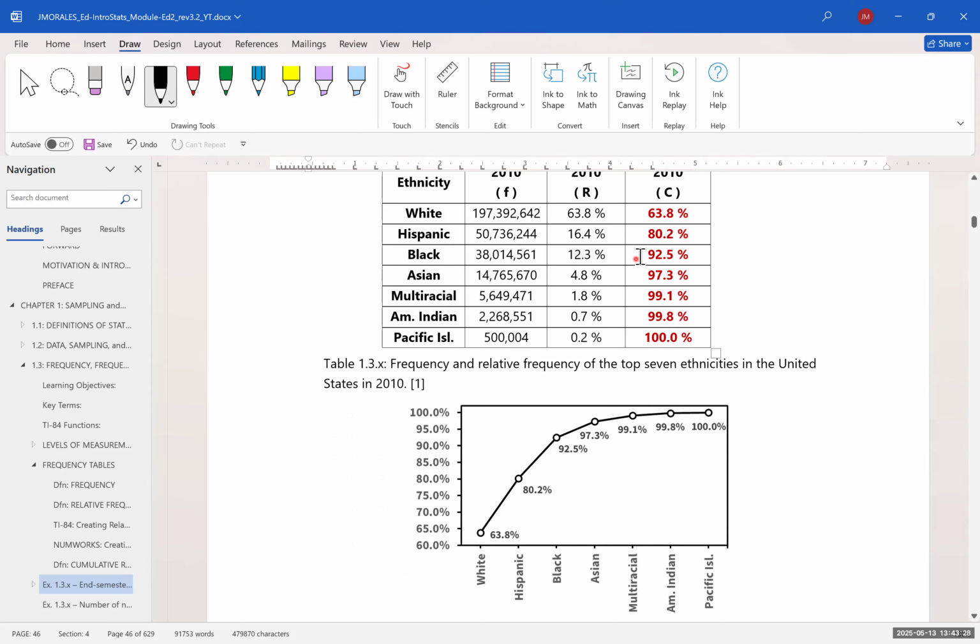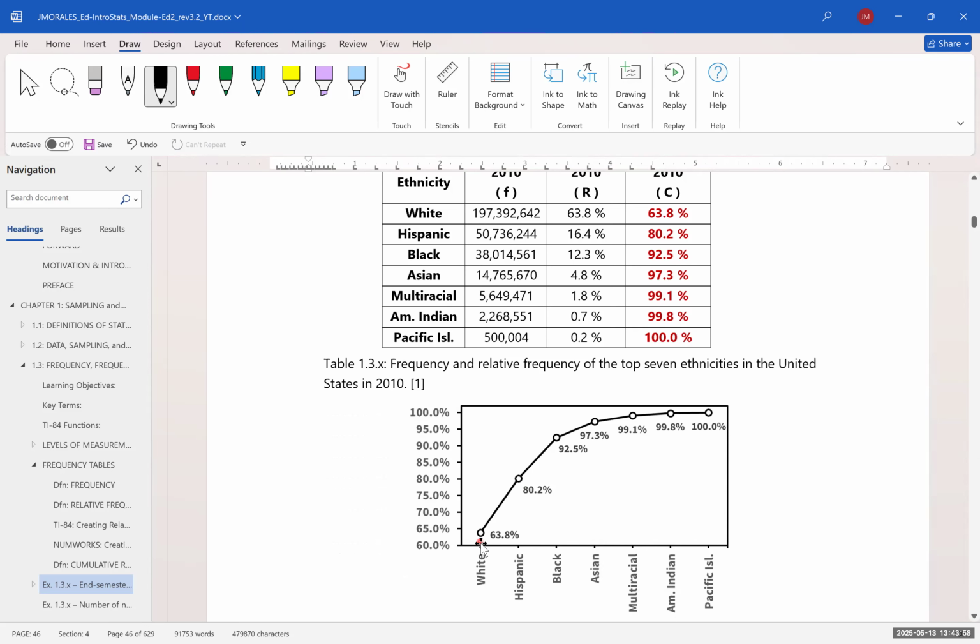Then for Black, the cumulative relative frequency is 92.5. Asian, 97.3. Multiracial, 99.1. American Indian, 99.8. Then finally, Pacific Islander, 100%.